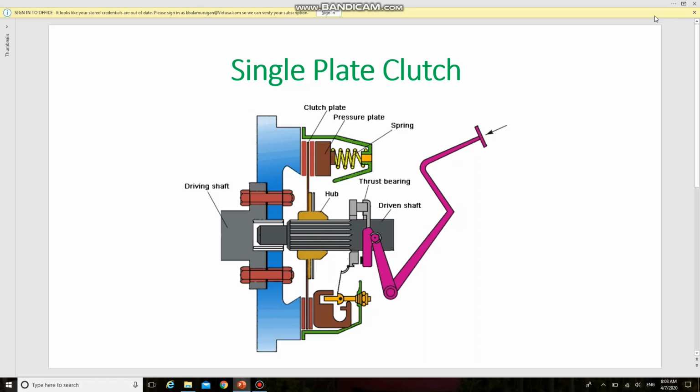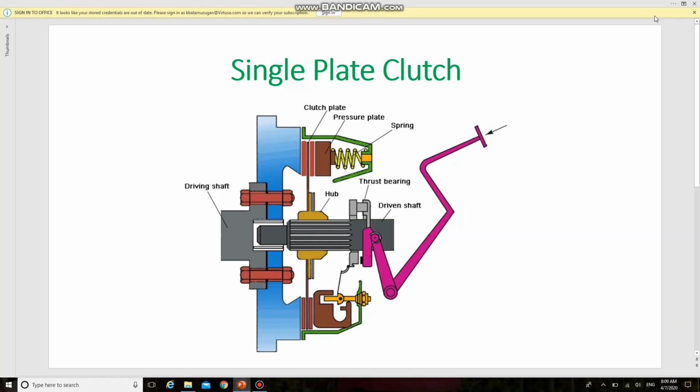Dear students, today in this video we are going to see about the single plate clutch. Before that, we should know what a clutch is, or what the functions of a clutch in an automobile are. A clutch is a mechanical device which is used to transmit a rotating motion or torque from one shaft to another shaft. It lies between the engine and the gearbox. We can easily connect or disconnect the power transmission from one shaft to another shaft by means of the clutch.